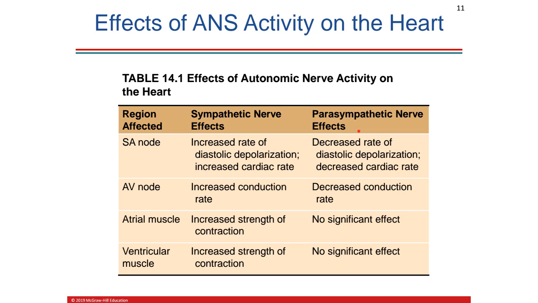If we look at the parasympathetic nervous system effects, we find that at the SA node, there's a decreased rate of generation of the action potentials by the pacemaker cells in the sinoatrial node. This leads to a decrease in cardiac rate. If we look at the AV node, there's a decreased conduction rate, and then there's no effect whatsoever of the parasympathetic nerves directly onto atrial muscle or ventricular muscle.